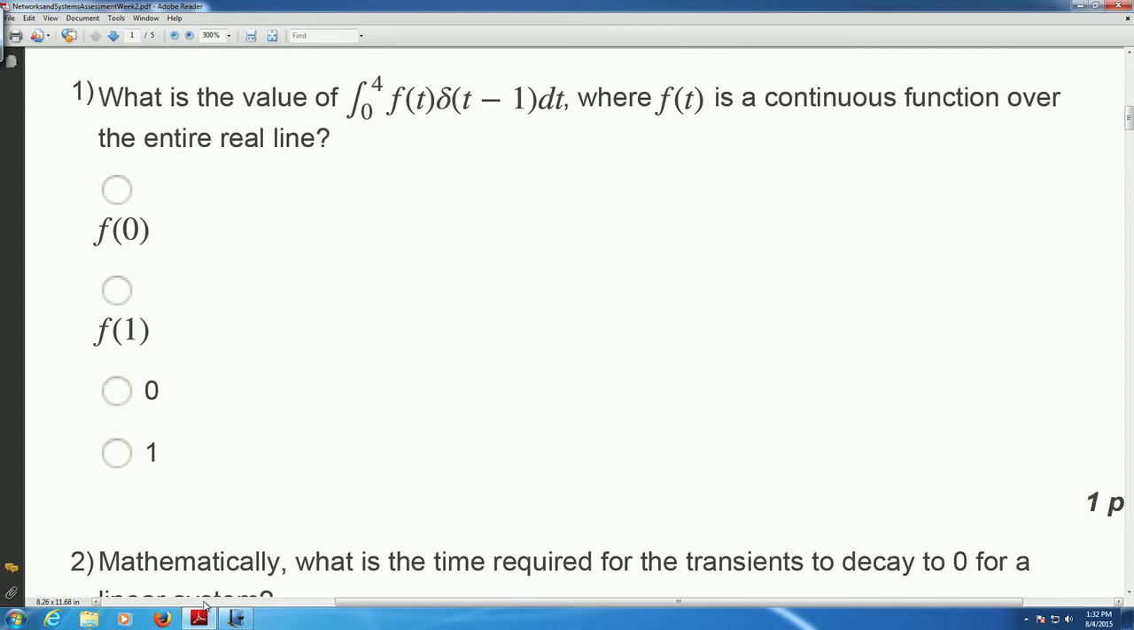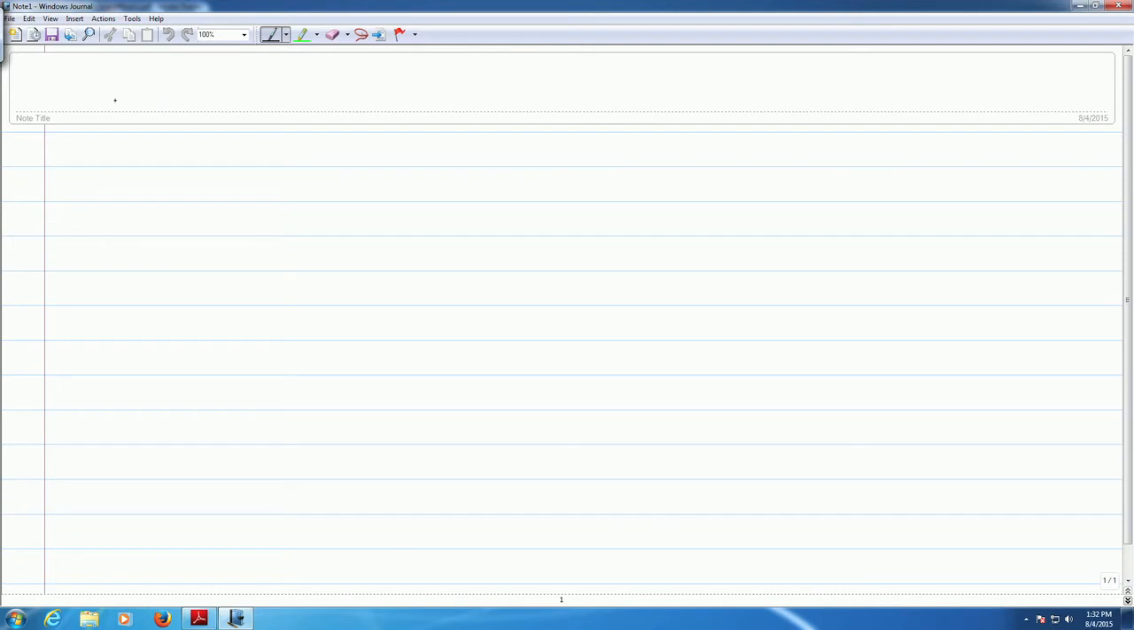It involves a delta function, and you're asked to integrate the product of f of t and delta t minus 1 from 0 to 4, where f of t is a continuous function over the real line. Okay, so let's try that. So this is solutions for week 2's assignment.